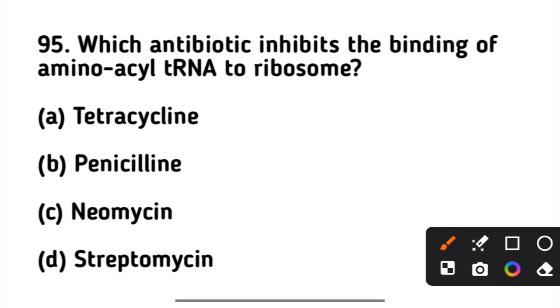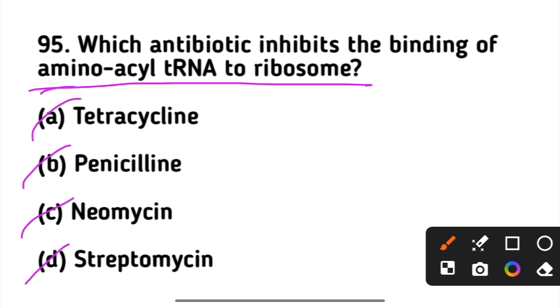Next, which antibiotic inhibits the binding of aminoacyl tRNA to the ribosome? Tetracycline, penicillin, neomycin, streptomycin. Option A is correct, tetracycline.